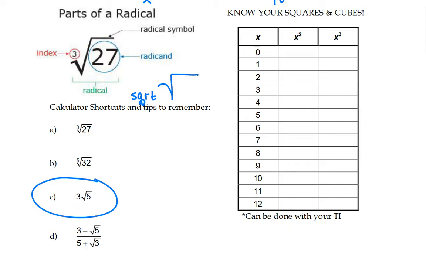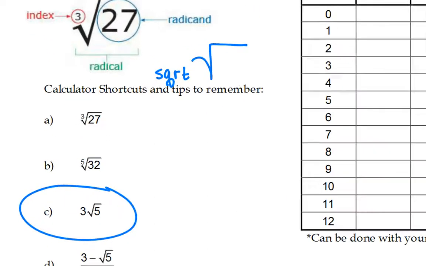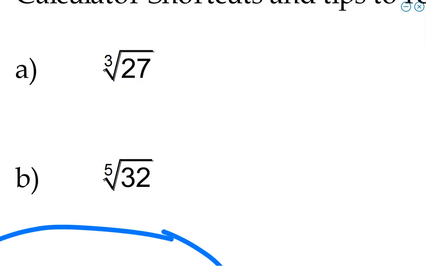So let's take a look at the first one. What radical is that guy? A. How would you say that? The what?